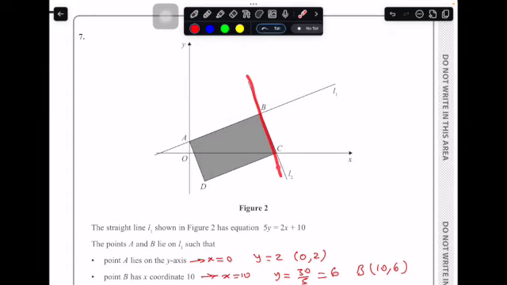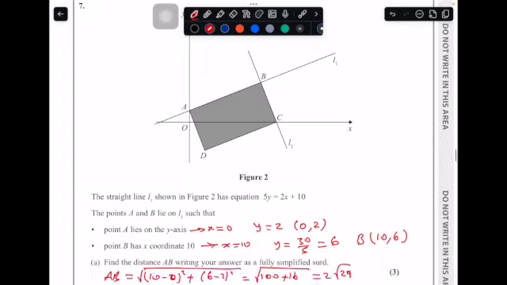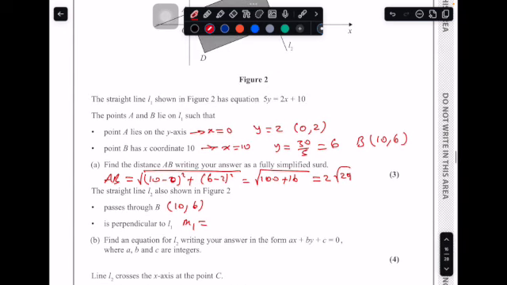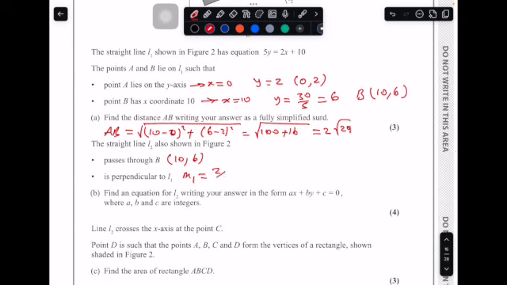The straight line L2, also shown in figure 2, here it is, passes through points B and C. Passes through B, so we know B is 10 and 6. And it's perpendicular to L1. Finding the gradient m1 for the line L1, which will be 2 over 5, the gradient of L2, which is m2, will be negative 5 over 2.